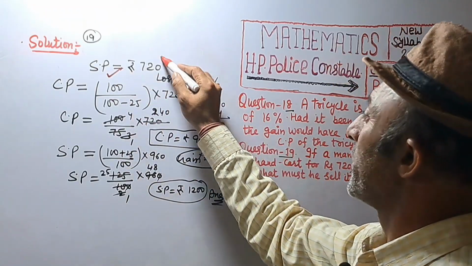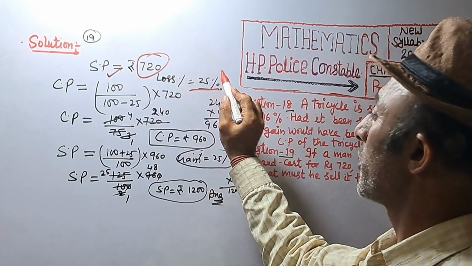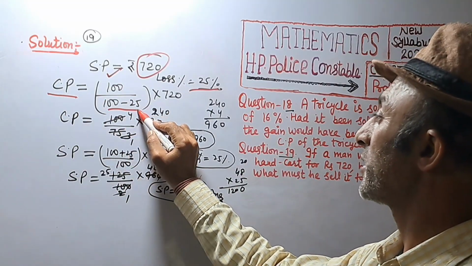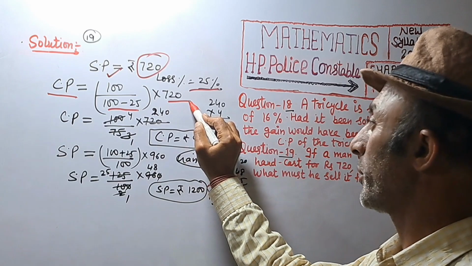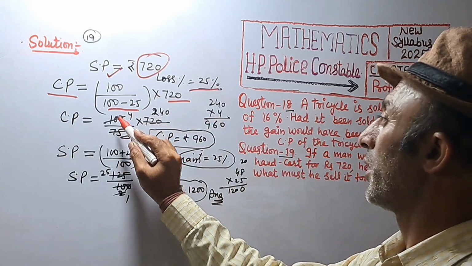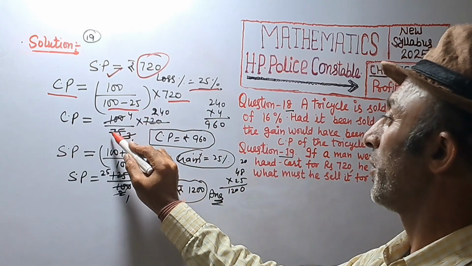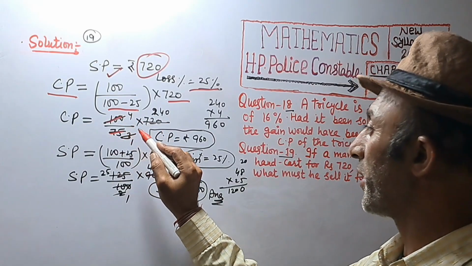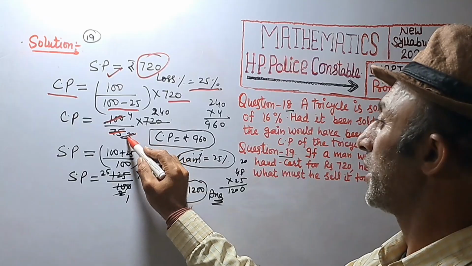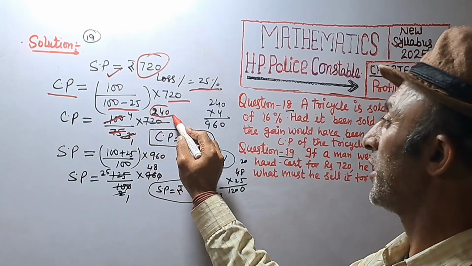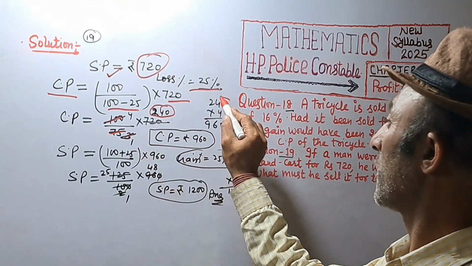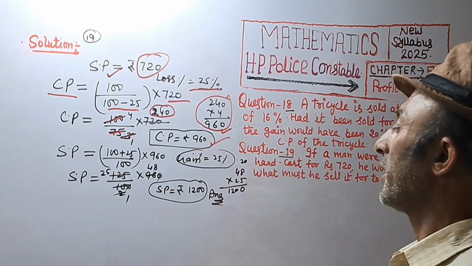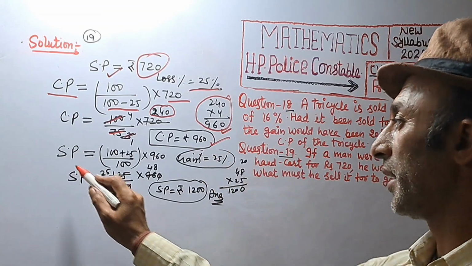Selling price equal to rupees 720, loss percent 25%. So cost price equal to 100 upon 100 minus loss percent multiplied by 720. That is 100 upon 100 minus 25 is 75. 25 threes are 75, 25 fours are 100 into 720. 3 ones are 3, 24 threes are 720. 240 multiplied by 4 is equal to rupees 960 cost price.